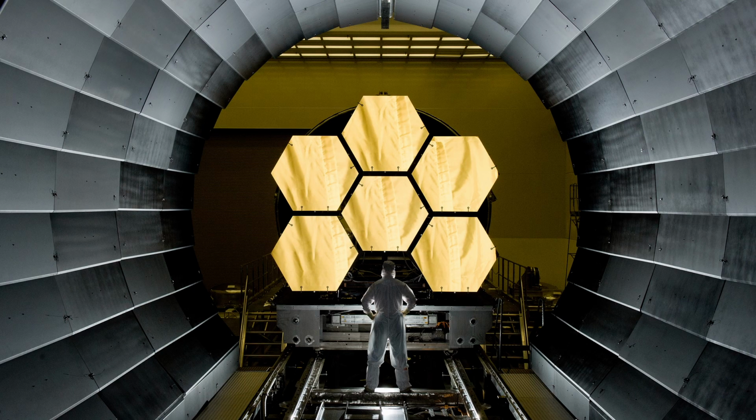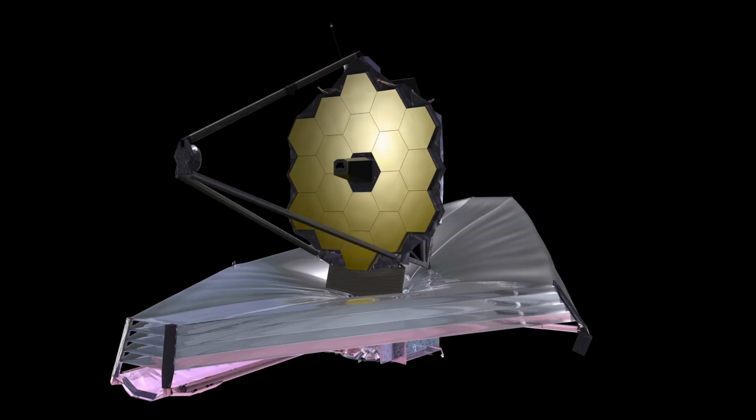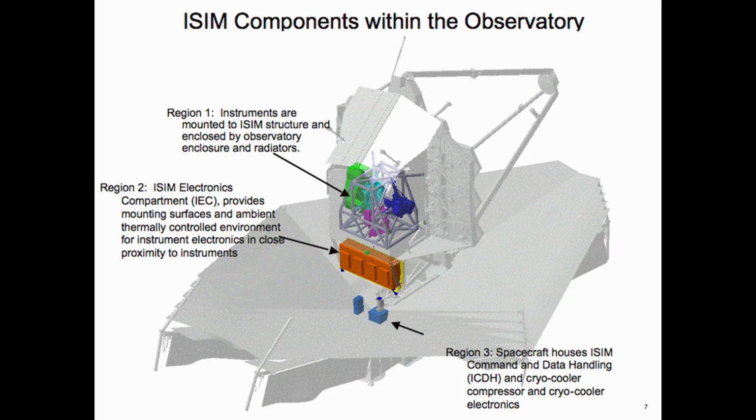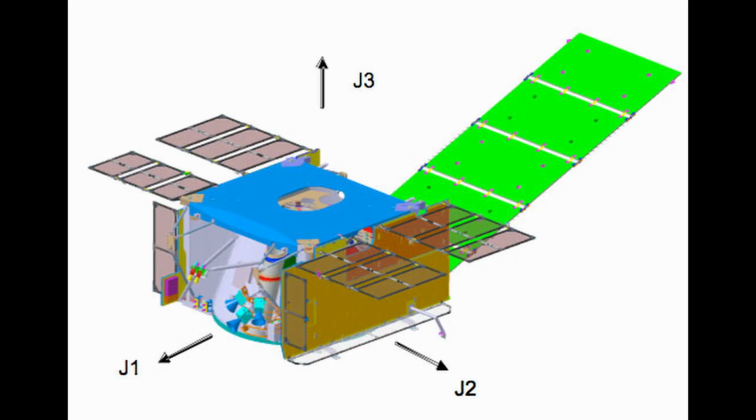Let's take a look at the telescope in detail. The James Webb Space Telescope is made up of three primary sections: the optical telescope element, the integrated science instrument module, and the spacecraft bus. Each of the sections has a distinct role.